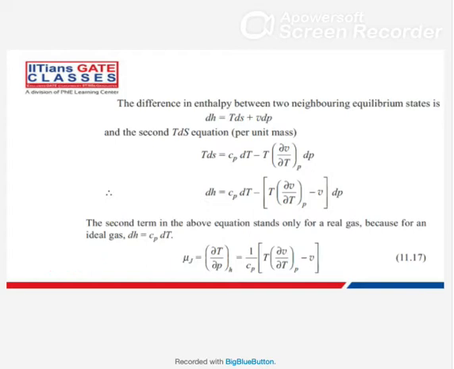It should be 0. Why? Just now I've told you, for ideal gas, this particular thing should be 0. Now you compare this and this. If this has to be 0, this is the same thing, no? So this has to be 0. So for ideal gas, mu should be 0. That means if you are expanding an ideal gas, there won't be any cooling effect. Only in real gas, you will see that cooling effect.